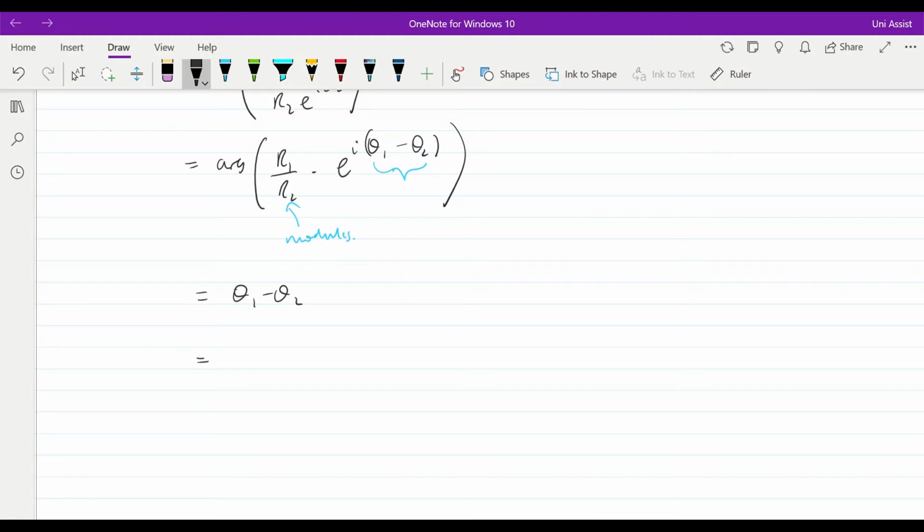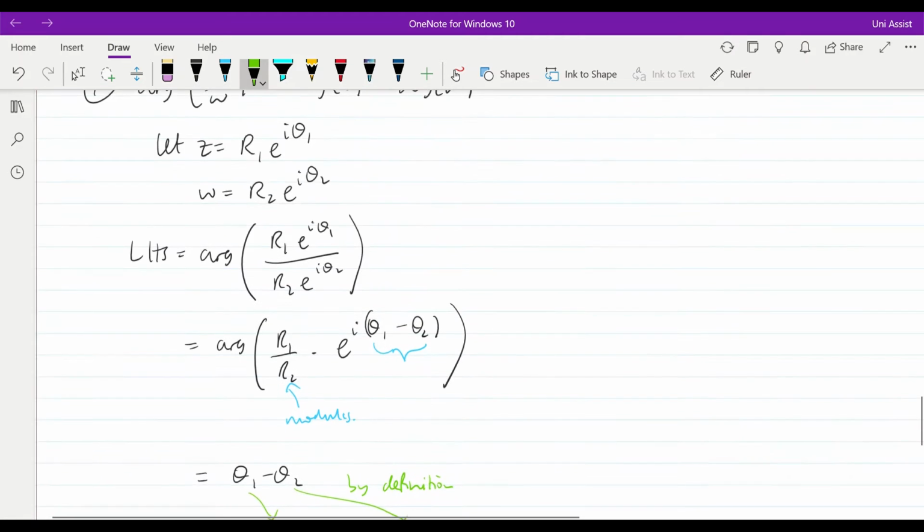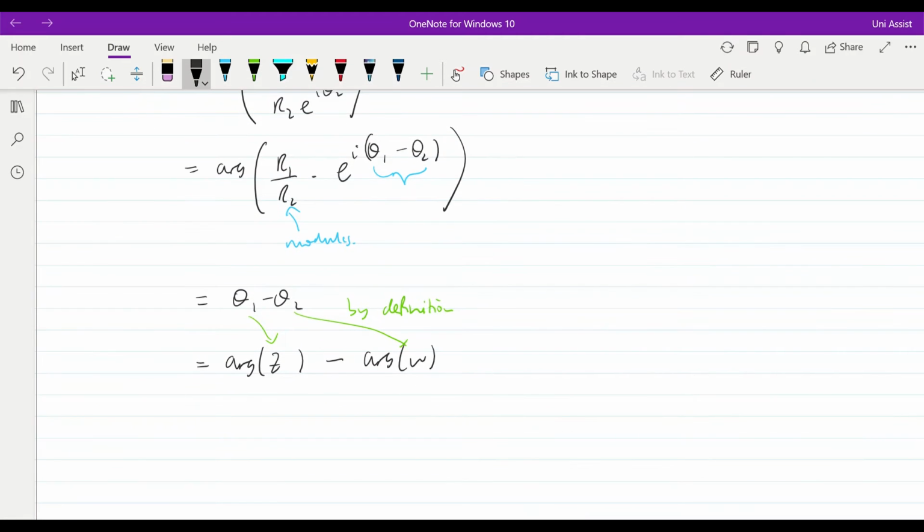And we know that θ1 is the arg of z, and we know θ2 is the argument of omega by definition. So these two are equal by definition, and there we go, that's our proof done, and that equals the right hand side.